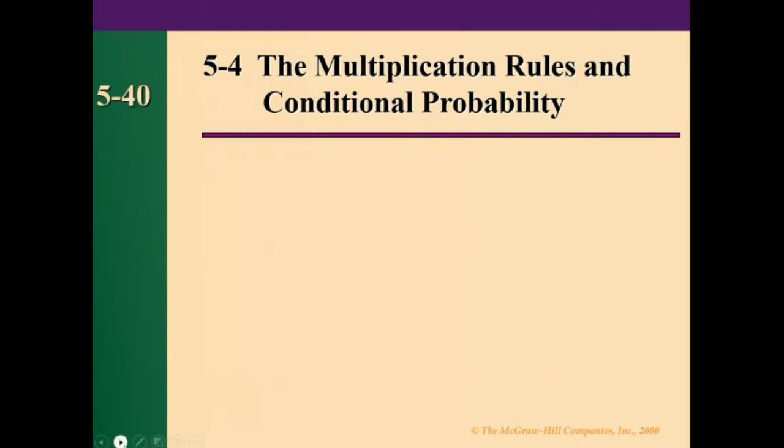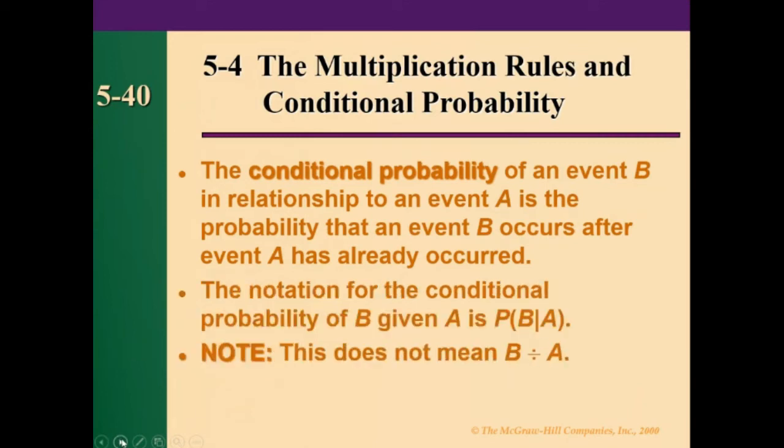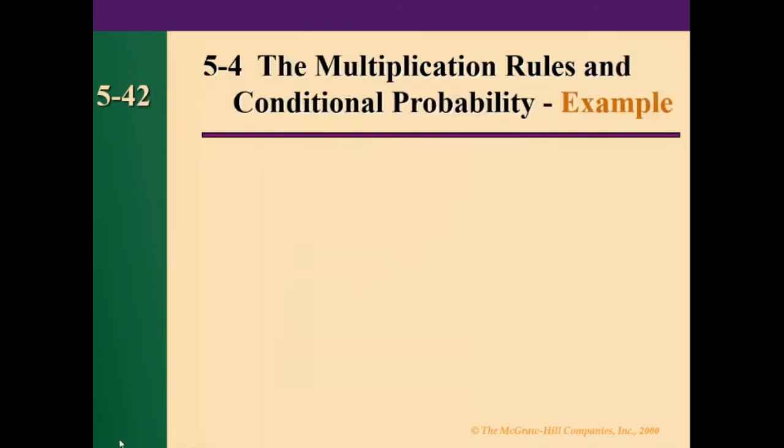Okay? Ayun. So the notation is given by, ayan, P of B given A, the probability of B given A. So kung babasahin niyo to class, the probability of B given A. So this does not mean B divided by A. Ayan. So when two events A and B are dependent, the probability of both occurring, the probability of A and B, is equal to the probability of A times the probability of B given A.